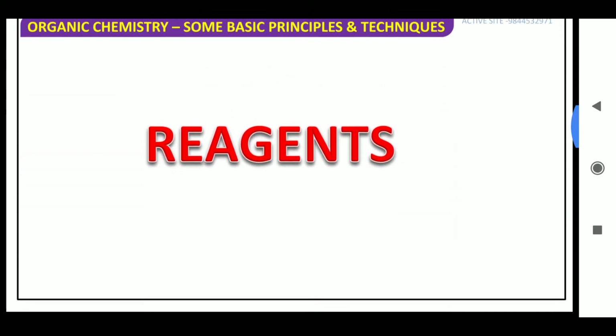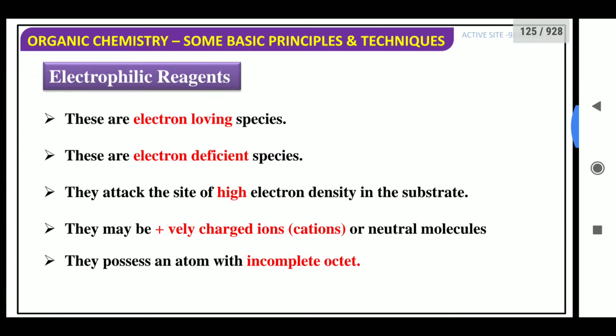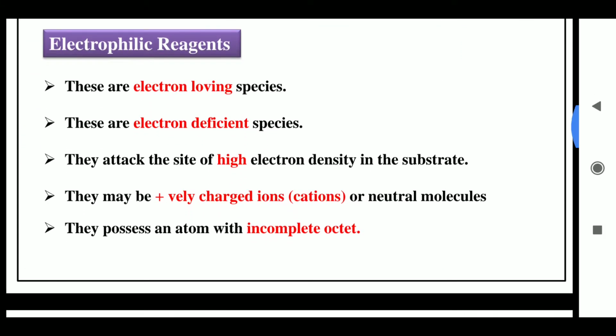Now talking about the reagents which are useful. The electrophilic reagent, electrophilic means electron loving reagents. First point is electron loving, second is electron deficient species, because they are electropositive and they are looking for electrons, so they are known as electrophiles. They attract the site of high electron density because they themselves are positively charged, that is why they are looking for a negative, that is the electron pair.